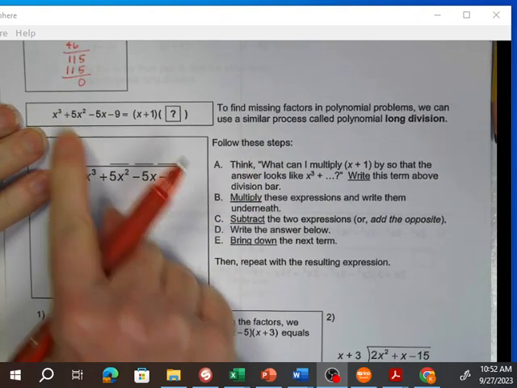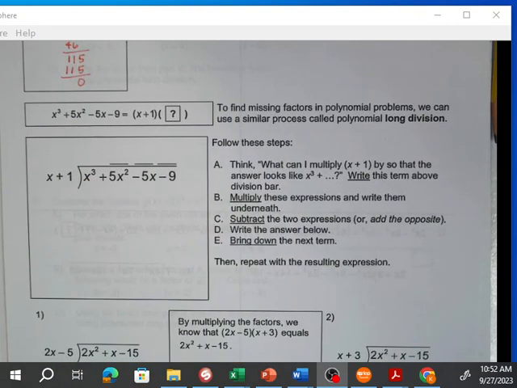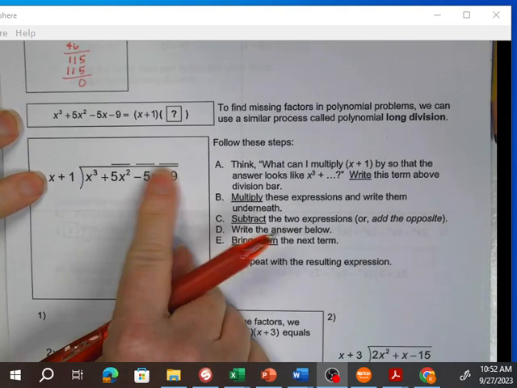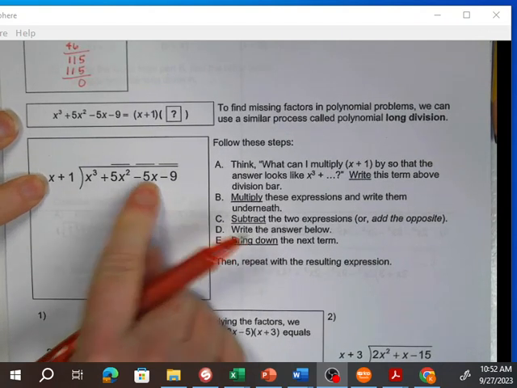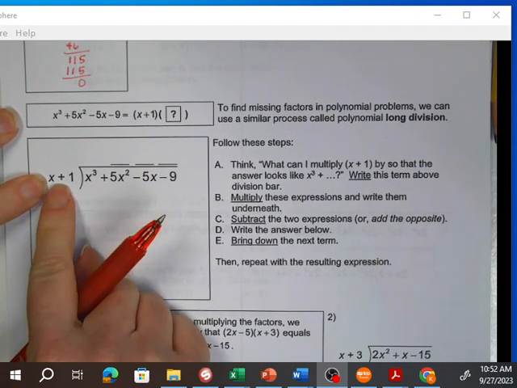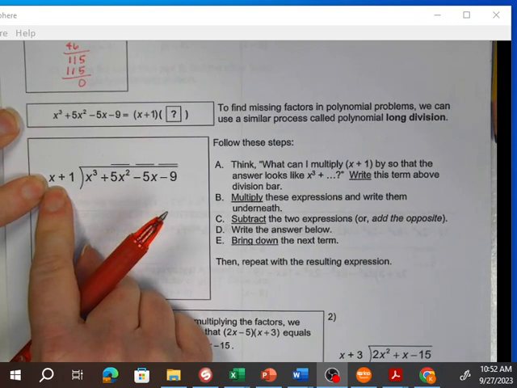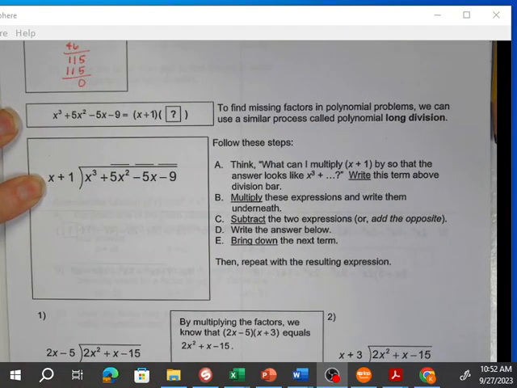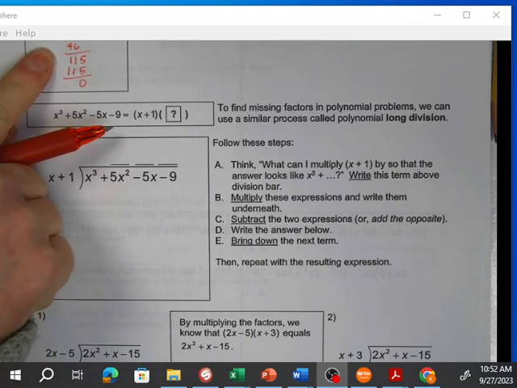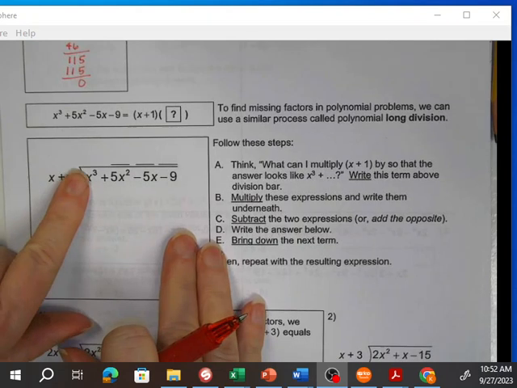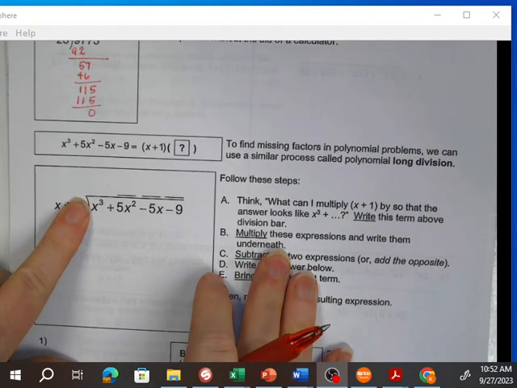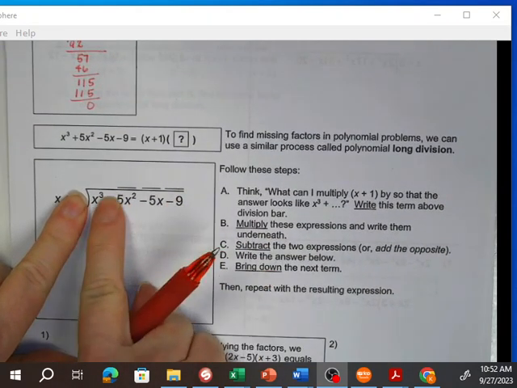So my polynomial goes inside of my division bar. That makes it the dividend. The x plus 1, or the factor that I know, goes on the outside. And we're going to long divide. It is the exact same process that you use when we long divide regular numbers. So the first thing I'm going to do is ignore this plus 1, and I'm going to ignore everything but the x cubed.